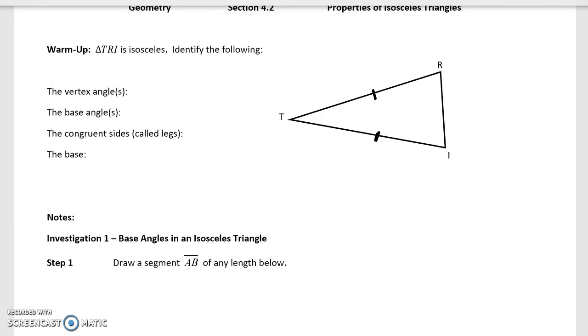In this video, we'll be taking a look at section 4.2, properties of isosceles triangles. For our warm-up today, we're just going to take a peek at reviewing the vocabulary for an isosceles triangle.